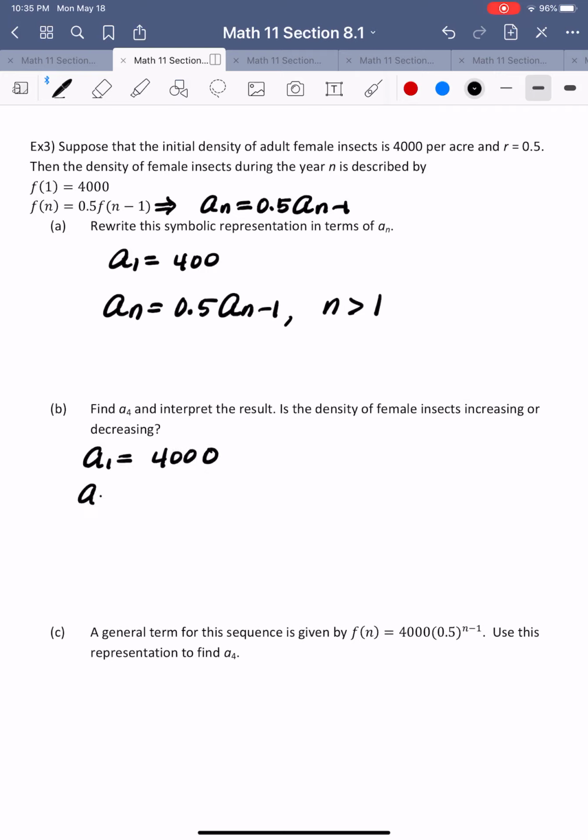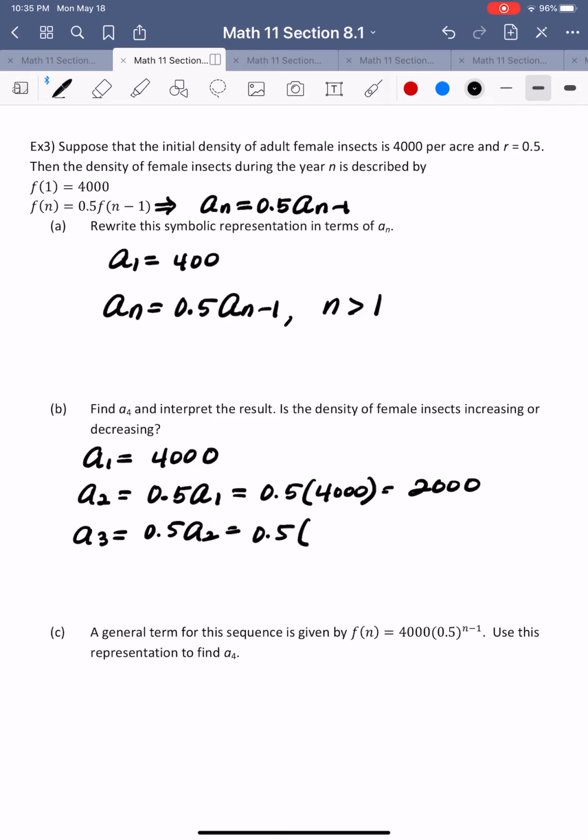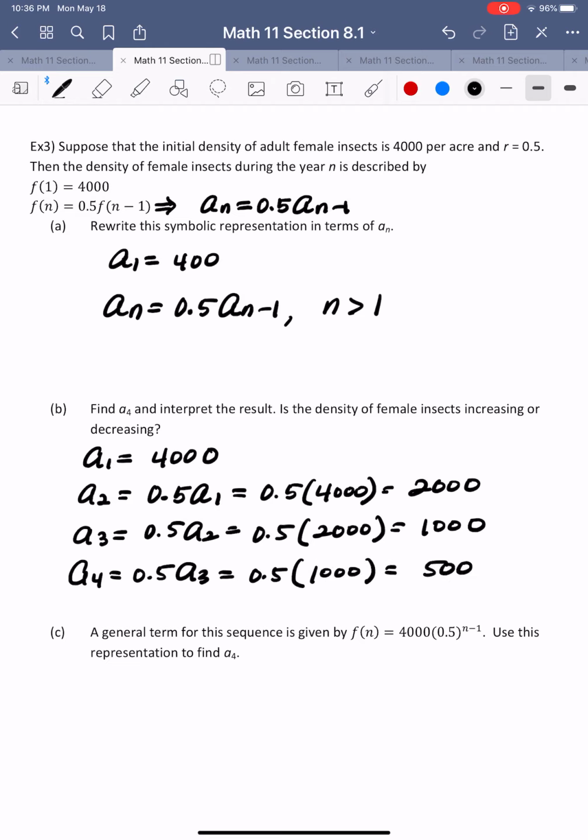And then a sub 2 is going to be 0.5 multiplied by a sub 1. So 0.5 times 4,000. So half of 4,000 is 2,000. And then a sub 3 is 0.5, now you have to use a sub 2 to multiply. So 0.5 times 2,000, which makes 1,000. So a sub 4 is 0.5 times a sub 3, and 0.5 times 1,000, which is 500. So these are actually decreasing, okay?